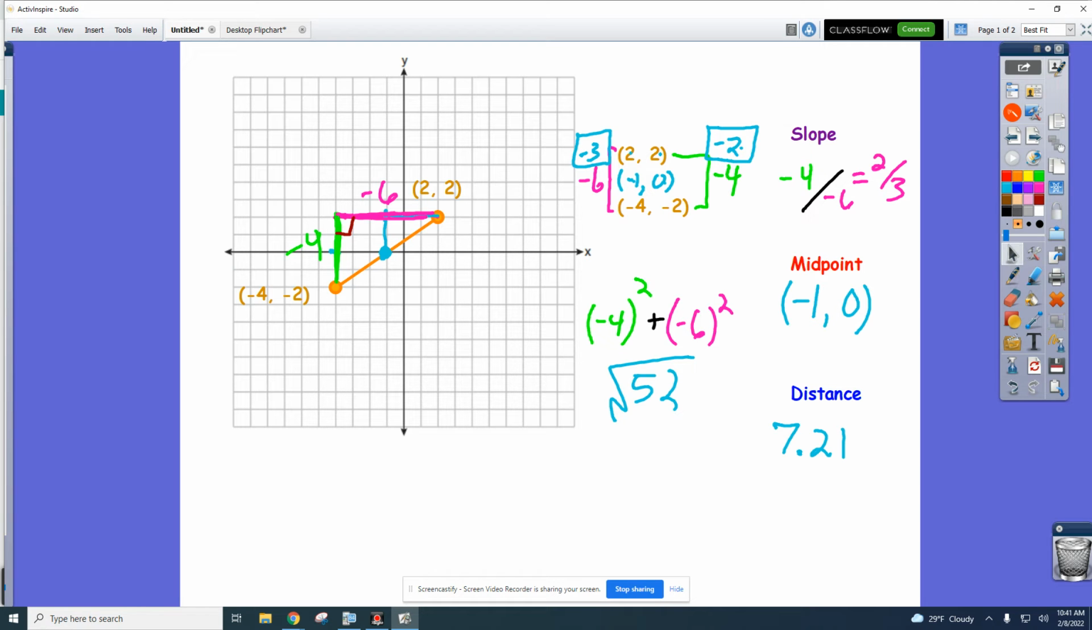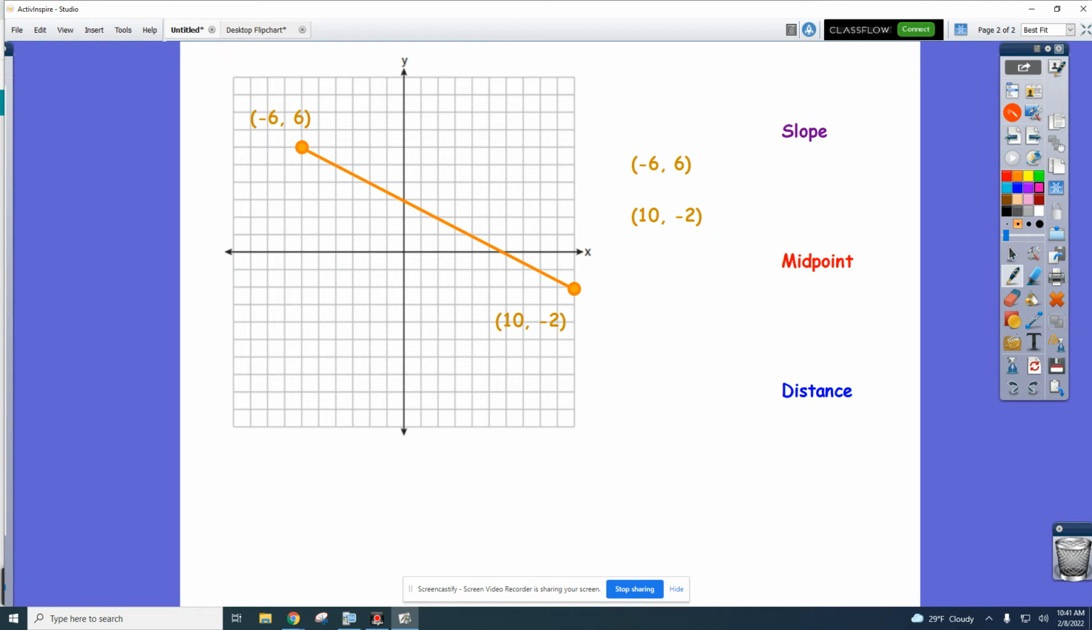Here it is again real quick. Again, when we do this, here's negative 6 comma 6, 10 all the way over to 10 negative 2. So when we do this piece, negative 6 to 10, we're actually counting how far it is this way, and that would be up 16. And then when we do this, 6 to negative 2, we'd go down 8. That's actually this line right here, down 8. I should have put 16 over here.